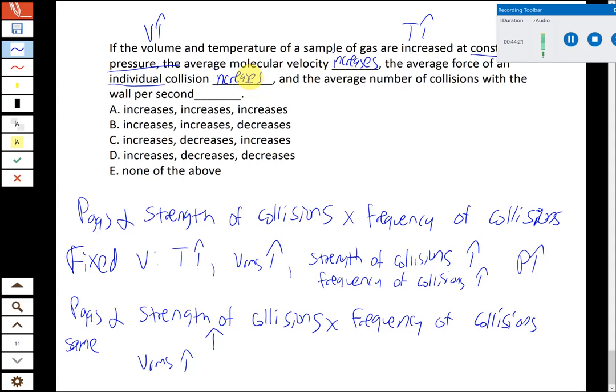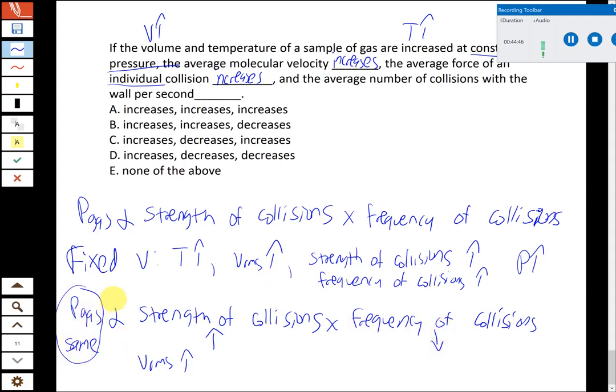The last one is the one we have to think about. The number of collisions with the wall per second, does it increase or decrease? Well, we're saying here that the pressure of the gas is staying the same. The strength of the collisions is increasing. So in order for the pressure to stay the same, that means the frequency has to be decreasing. All right, so if there are stronger collisions with the wall of the container because the gas molecules are moving faster, they must not be happening as often to be able to keep the pressure the same.